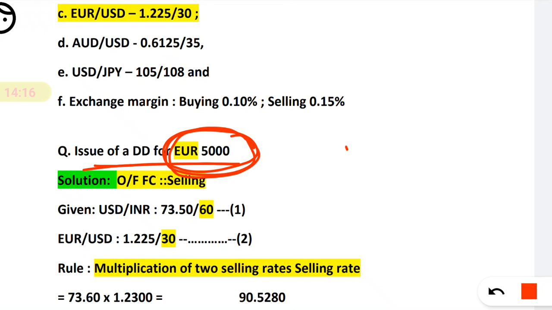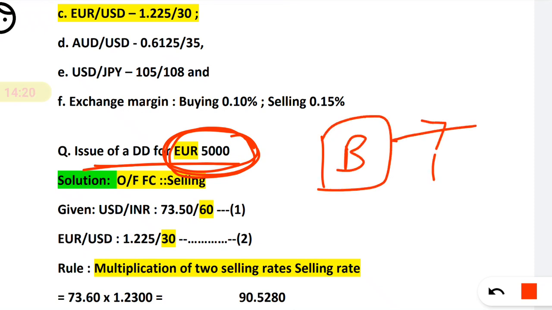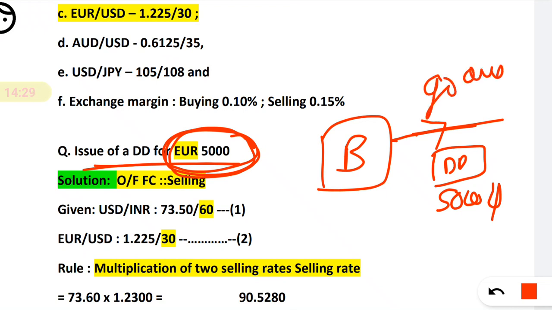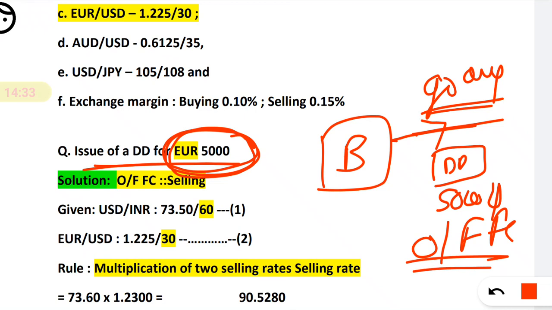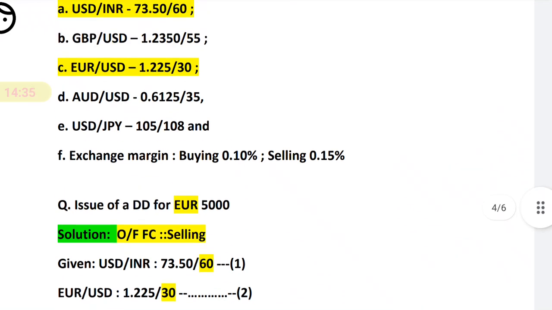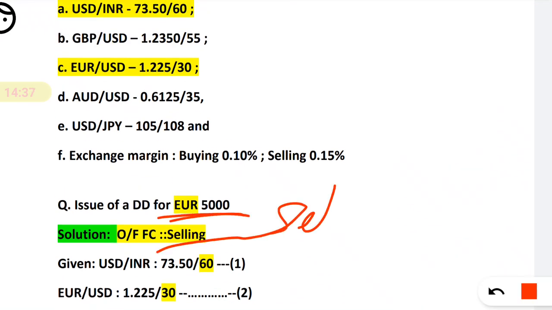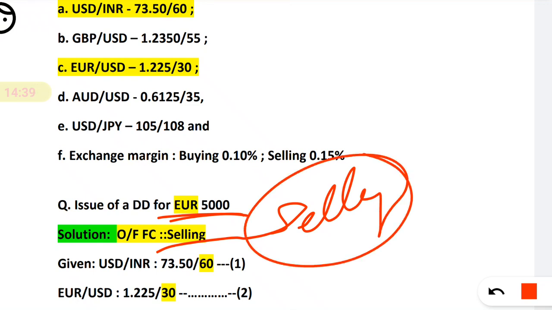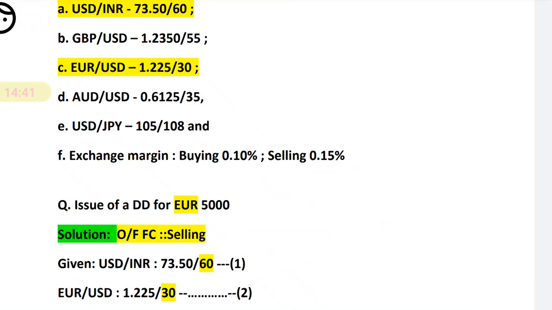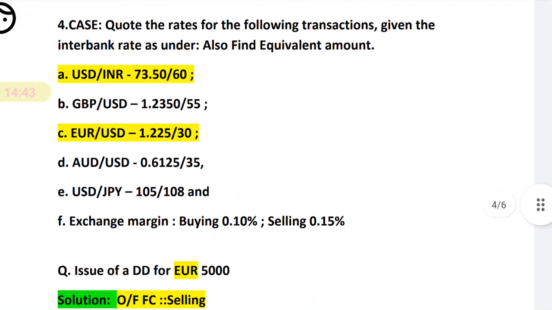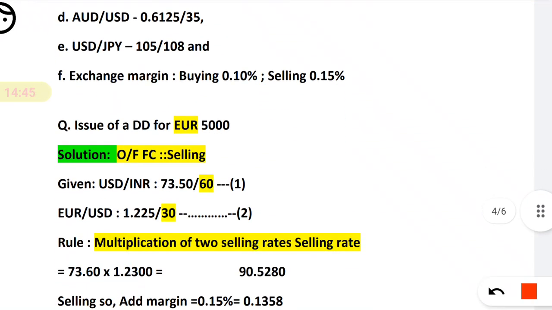See, as a bank, you will give a DD to the customer. Suppose this is a DD of 5,000 euro. So the DD will go away from you, right? There is an outflow of the foreign currency. Now when there is an outflow of the foreign currency, we know it is a selling case. You are selling, that's why it is going away, that's why it is outflow. So we come to know that giving a foreign currency DD is a selling case.